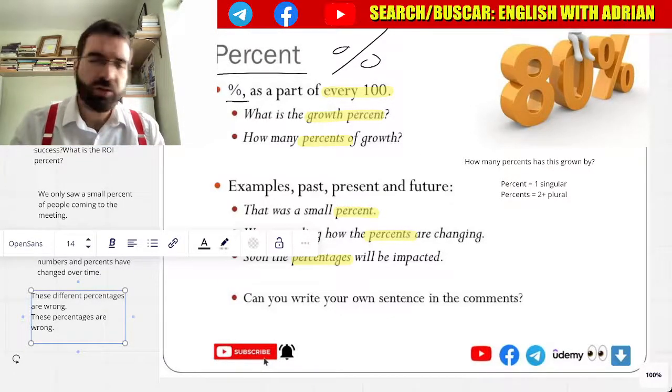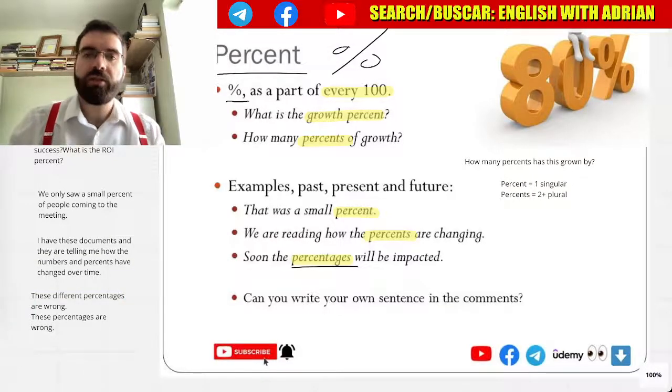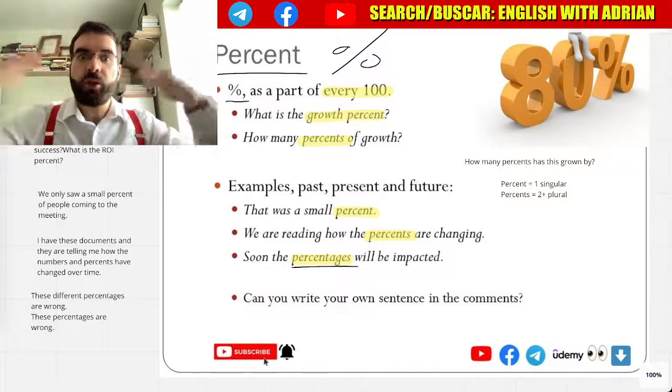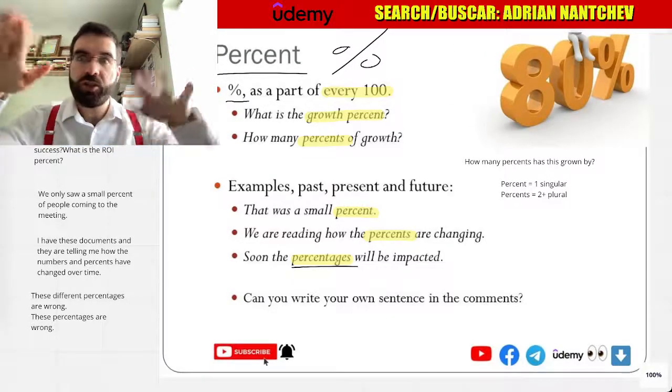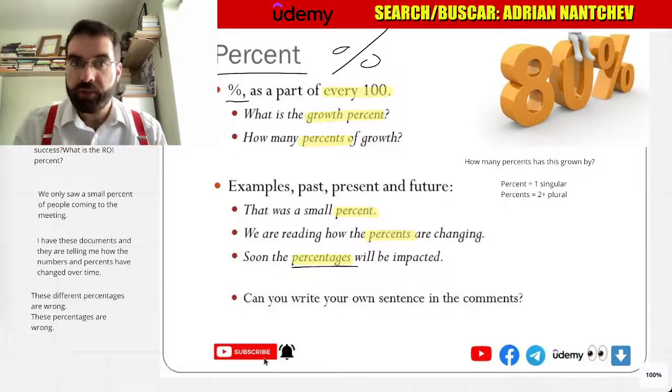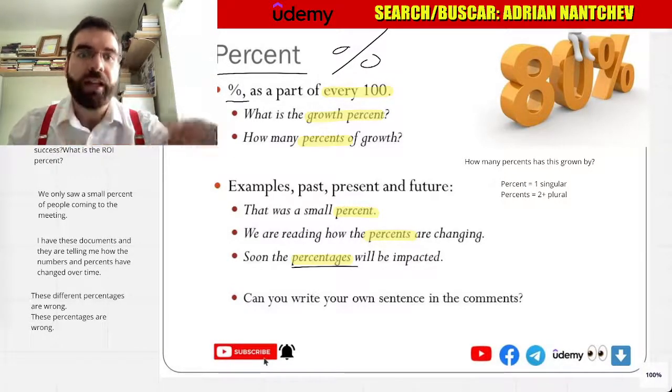Well, it depends. Sometimes it's a noun, sometimes it's an adverb. But different percentages, we will see different percentages all the time. Different percent here, different percent there. But these percentages are all wrong. Yeah. How cool is that, language explorers?